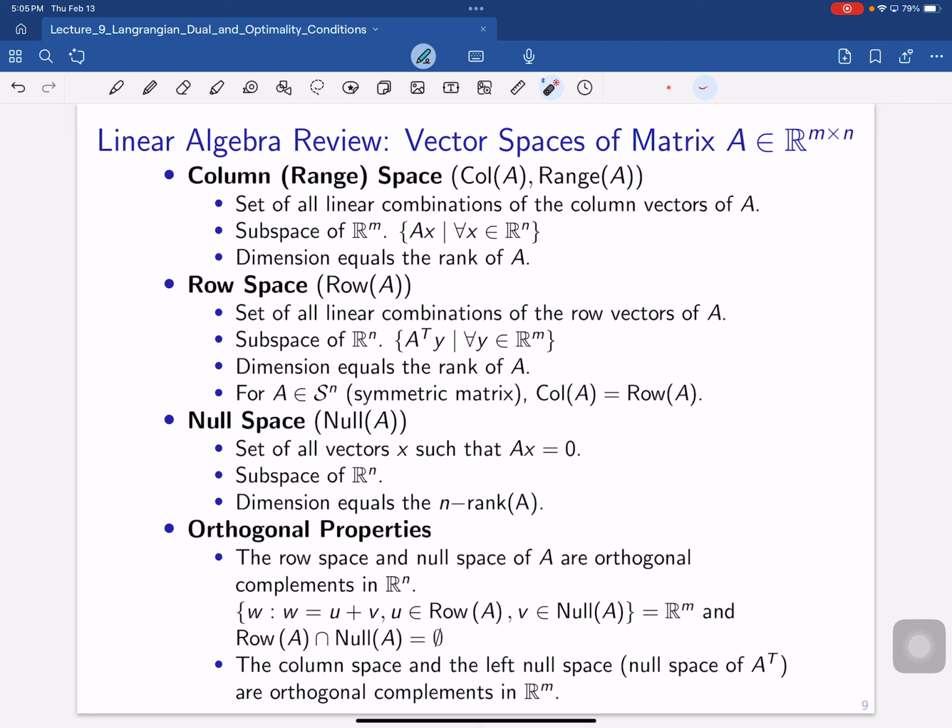I think I've shown this slide multiple times. What is the column space or the range space of a matrix A? The column space is all the linear combinations of the columns of A, and the row space is linear combinations of the row vectors of A. The null space is the set of vectors such that Ax equals 0. So the row space is orthogonal to the null space, because Ax equals 0 means each row will eliminate one degree of freedom for x.